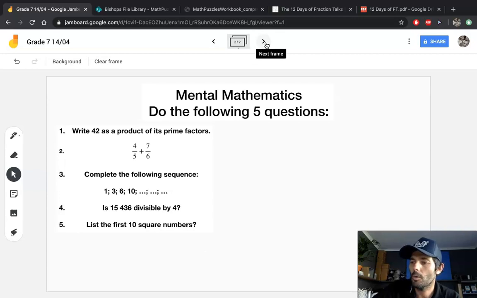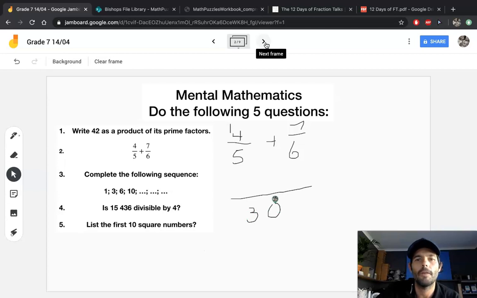Okay, so if I've got 4 over 5 and 7 over 6, which yes is improper, and my lowest common multiple is 30. So how did I get from 5 to 30? I multiplied by 6, so I must multiply the 4 by 6, so that gives me 24. Okay, how did I get from 6 to 30? I multiplied by 5, so I must multiply the 7 by 5, and that gives me 35. Okay, and if I add those together, I get 59 over 30, and that there is your answer.